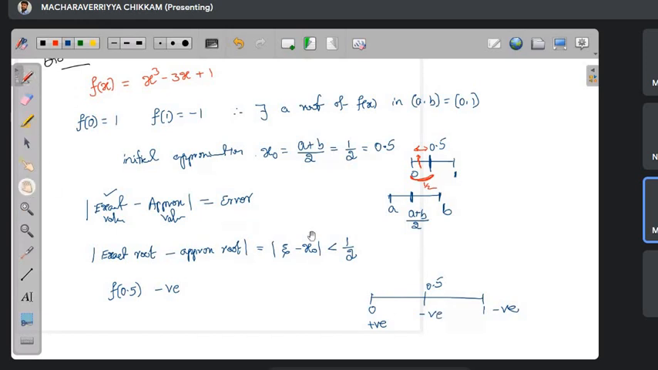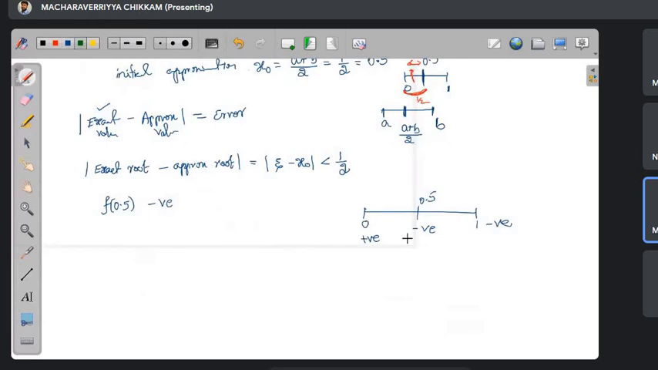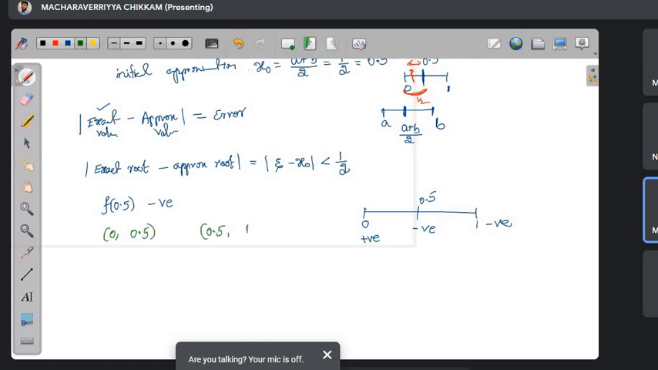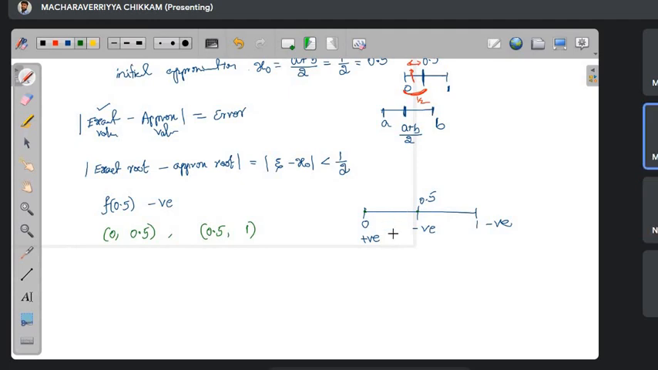Now where is the root of this function? Where do you expect it, between 0 and 0.5 or between 0.5 and 1? So what is the new interval you are going to take? Is it 0 comma 0.5 or 0.5 comma 1? In which interval does the root lie? Here the function takes a positive value, whereas here it takes a negative value. So between positive and negative, what do you expect? Yeah, what is it? Repeat again.